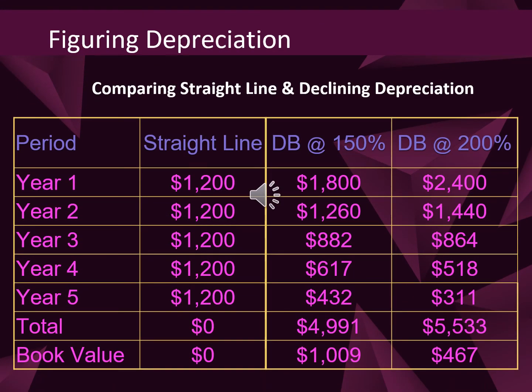So here we're going to look at declining depreciation. We're going to compare the straight line depreciation that we looked at before with declining depreciation. With the straight line depreciation, remember, we lost $1,200 in value every year through 5 years. If we look at declining depreciation at 150%, we're going to have a depreciation of $1,800 the first year, down to $432 in depreciation on year 5. And then if you look over at 200%, we're going to have a depreciation of $2,400 at the beginning. And in year 5, we have a depreciation of $311.